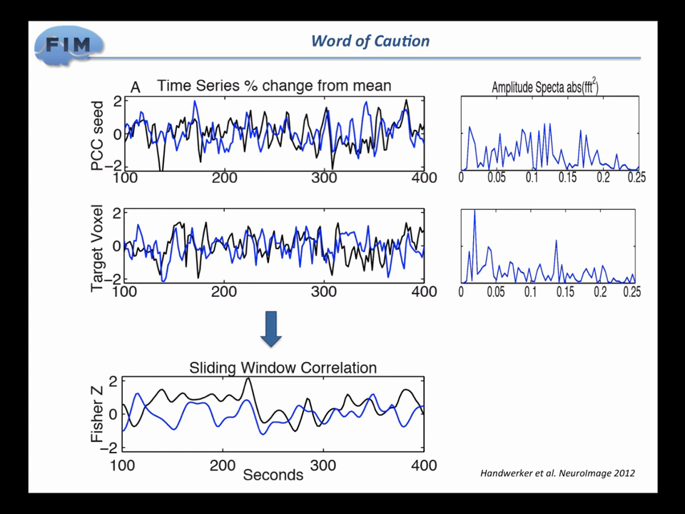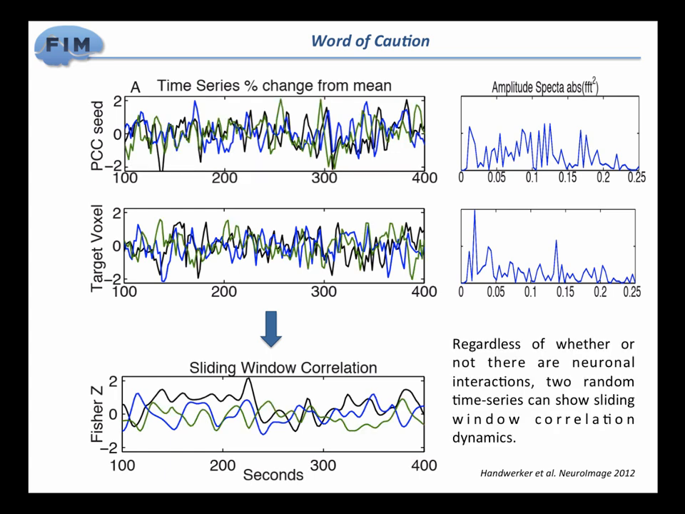But if I only were to give you the blue one, initially you might try to make sense of it as much as you would have tried to make sense of the blue. I do it again, and a completely different one. So regardless of whether or not these things are due to neuronal interaction, just be aware that two random time series can show what seems to be appealing sliding window correlation dynamics, okay?